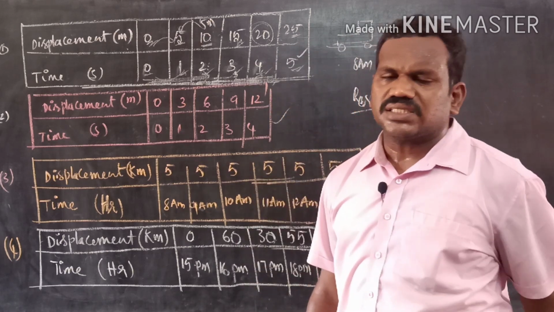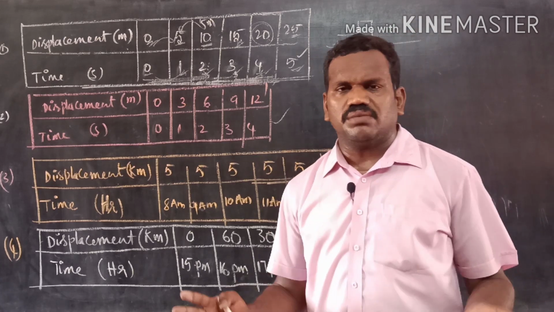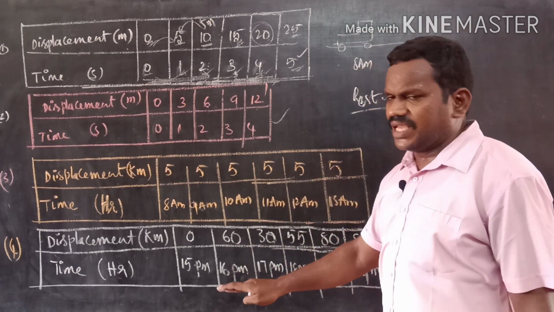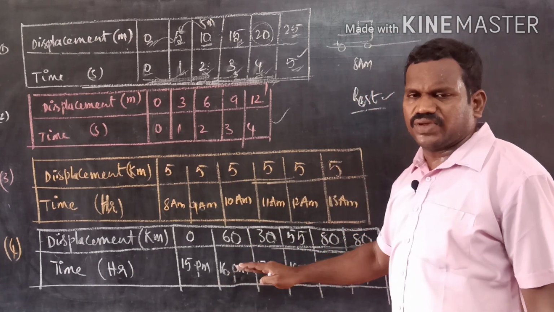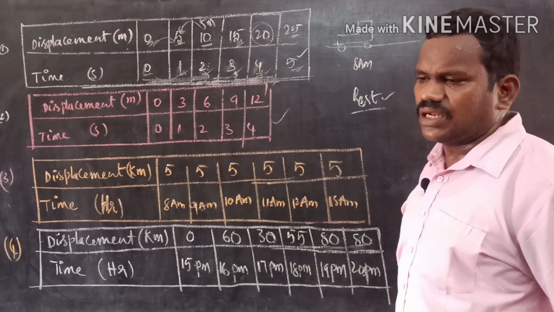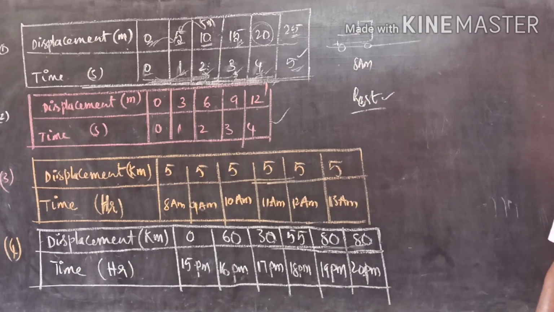Let us discuss the concept of speed and velocity and what is the meaning of variable. Here this is nothing but variable velocity. This is an example of variable velocity. These are all uniform velocity. Now let us discuss the meaning of speed and velocity.